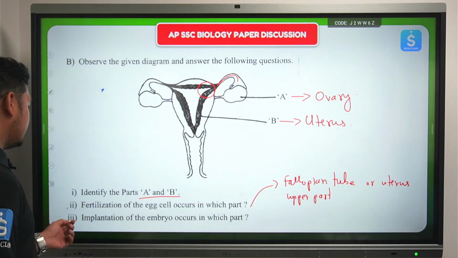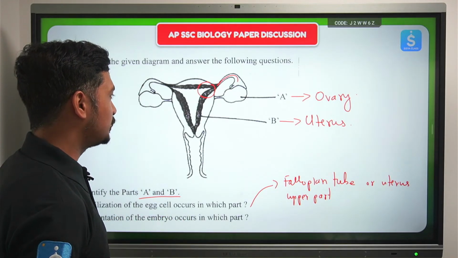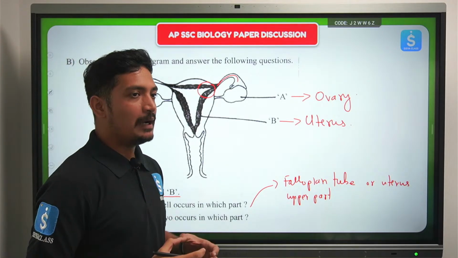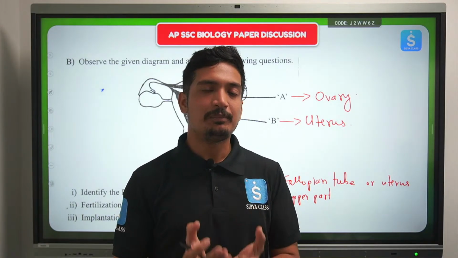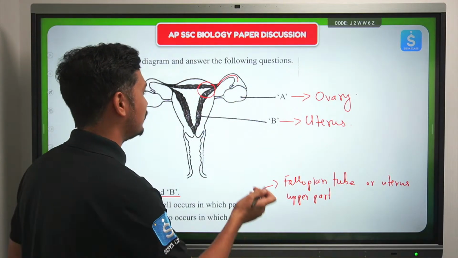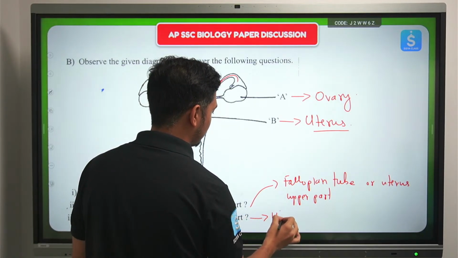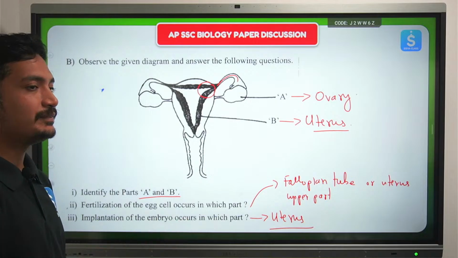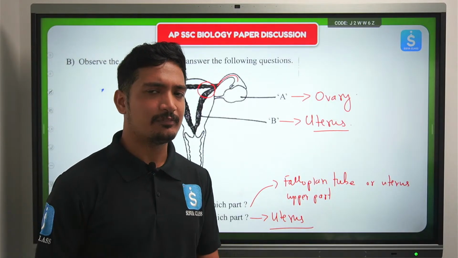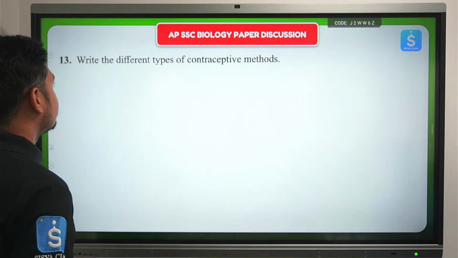Then the third question says implantation of the embryo occurs in which part? Implantation, as in the embedding of that zygote, will be happening where? I have already explained that it will be taking place in the uterus. So we will say that it will take place in the uterus. If you have answered all of these questions this way, you will get complete marks. One of the easiest questions over here also. Moving ahead to the next question.